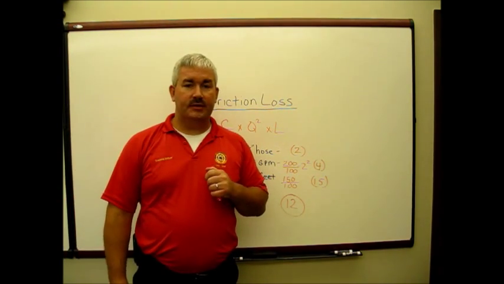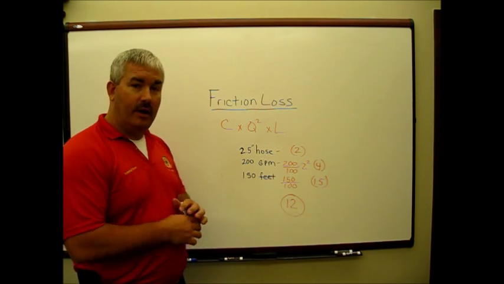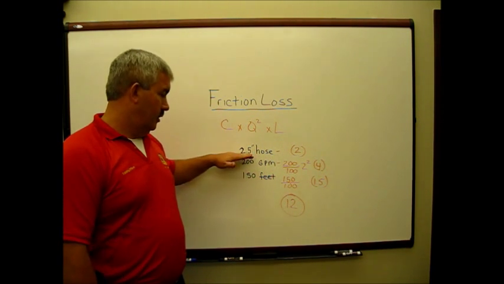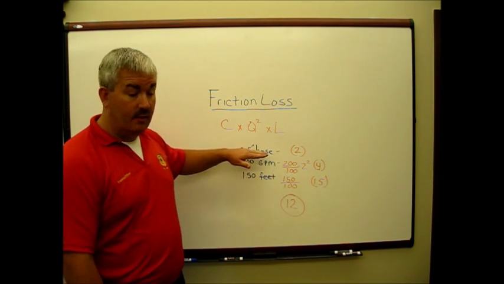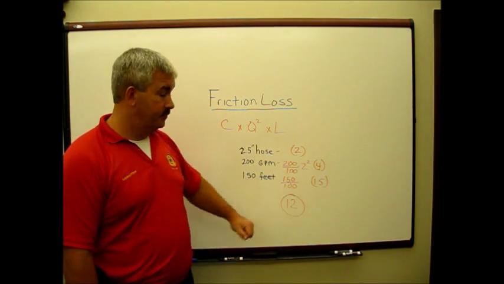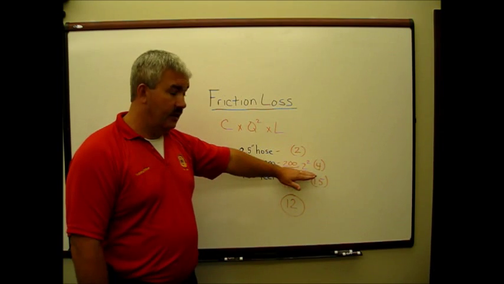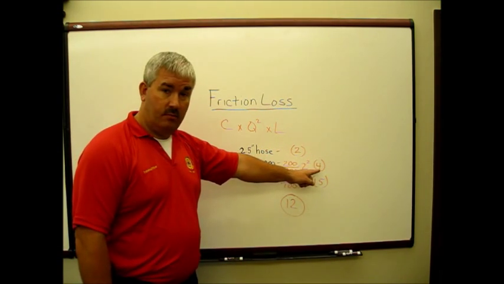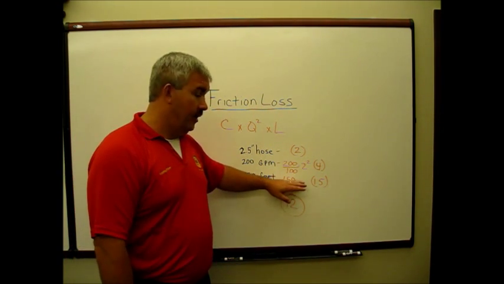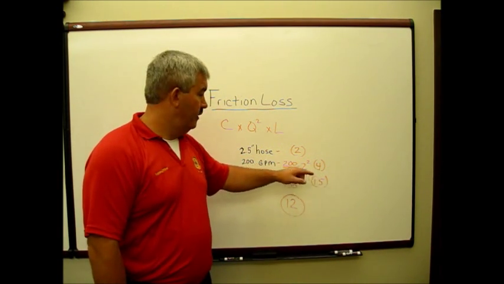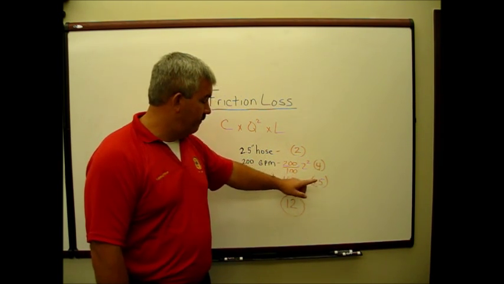Let's see if you come up with 12 psi. This is your friction loss with this formula, and how I come up with that is, 2.5 inch hose, if you look at the coefficient, is 2. 200 gallons per minute, take 200, divide it by 100, gives me 2. I square 2, it gives me 4. I put that number in parentheses. Take 150 feet, divided by 100 gives me 1.5. So if I take 2, multiply it times 4, multiply that times 1.5, it gives me 12.